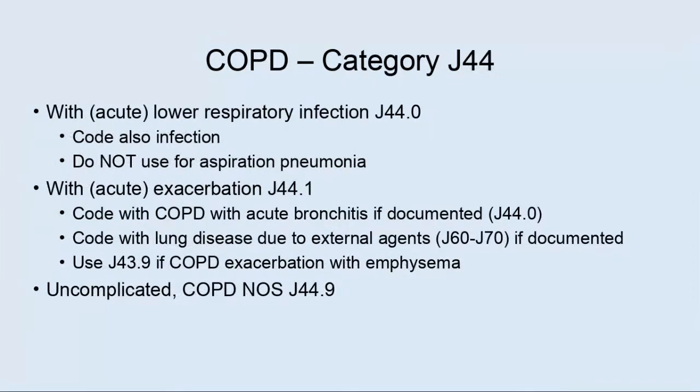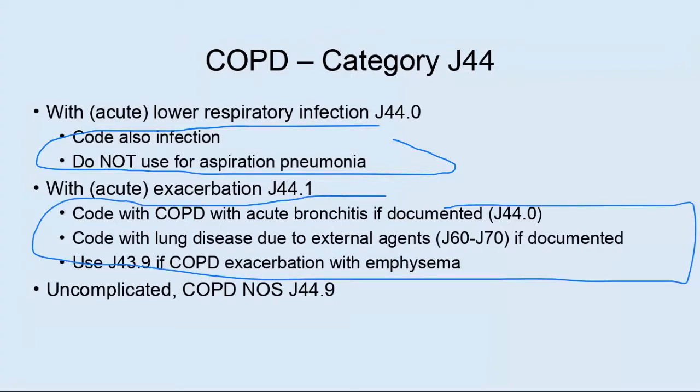Here are the subcategories included in J44, COPD. You have with acute lower respiratory infection, J44.0, with acute exacerbation, J44.1, and uncomplicated or COPD not otherwise specified, J44.9. There are also notes under each one of these, and we'll talk about them more as we go along.